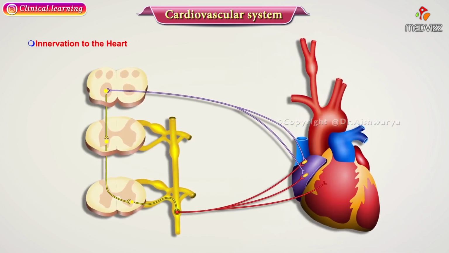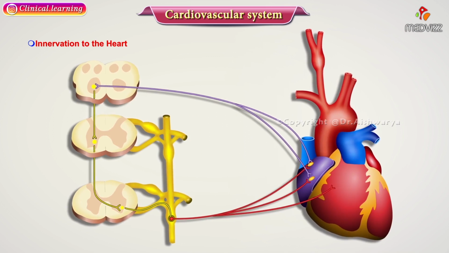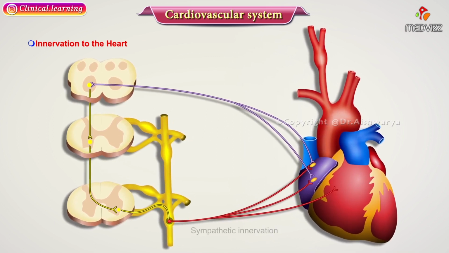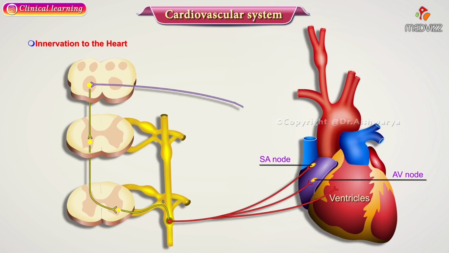The next topic is innervation to the heart. The heart is innervated by the autonomic nervous system, which has sympathetic as well as parasympathetic innervation. Sympathetic innervation to the heart arises from the stellate ganglion and supplies the SA node, the AV node and the ventricles. Parasympathetic innervation is mainly derived from the vagus: the right vagus supplies the SA node, and the left vagus supplies the AV node.